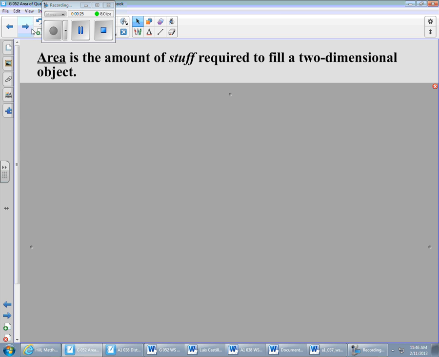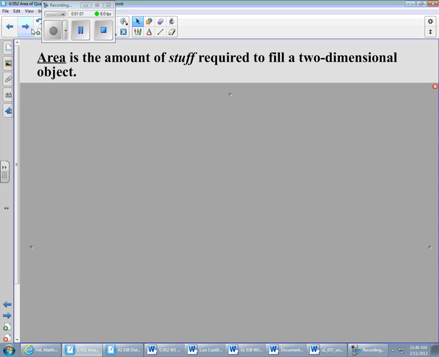Okay, so let's start off with the basic information here. We're going to be spending a lot of time this unit talking about area. So we'd probably better have a basic definition for area. Well, the highly technical definition that I use says area is the amount of stuff required to fill a two-dimensional object. Now, what is stuff? I don't know. That's usually provided for you by the problem.